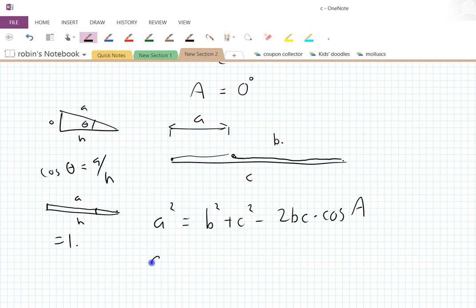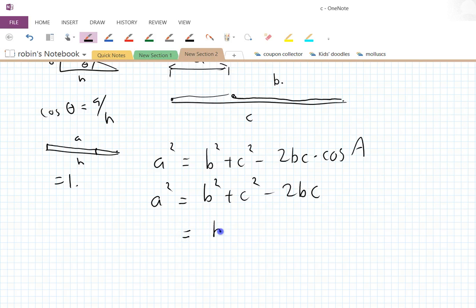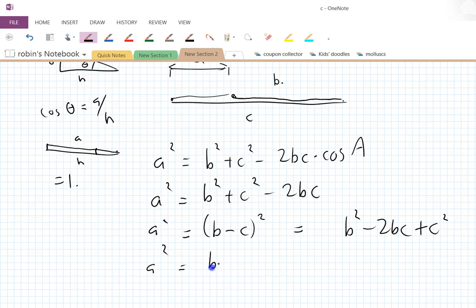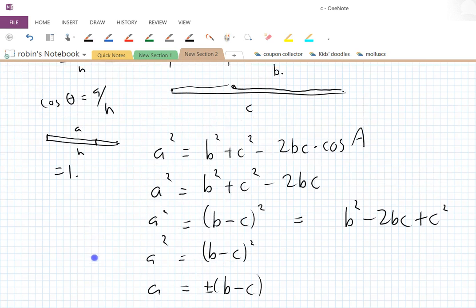So what happens in the cosine rule? Well, we've got a squared equals b squared plus c squared minus 2bc times 1. So it's just minus 2bc equals (b minus c) squared. Because of course (b minus c) squared is b squared minus 2bc plus c squared, which is just this, just in a different order, that's all. So that tells us that a squared equals (b minus c) all squared. So a equals b minus c. Okay, actually it's plus or minus (b minus c). There's two roots to that equation.